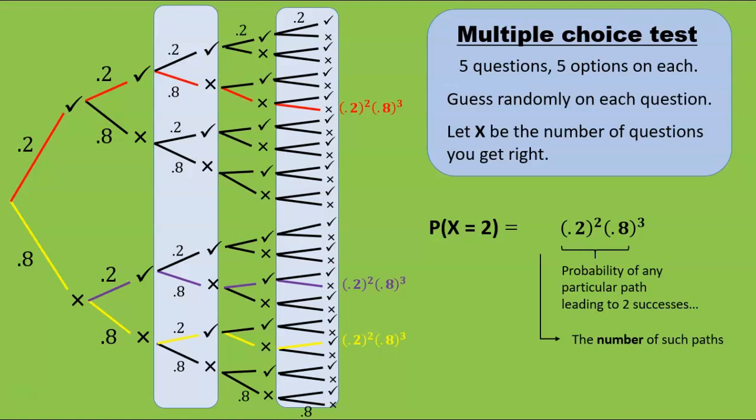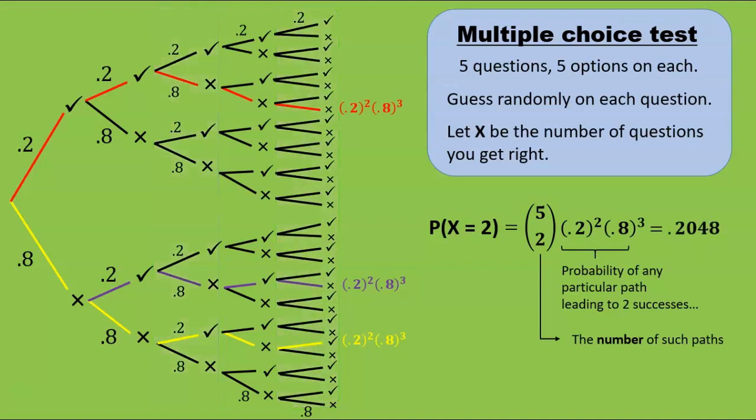In short, every path leading to 2 successes matches up with a pair of vertical strips, and vice versa. Thus, the number of paths leading to 2 successes is the number of different pairs of strips. And since there are 5 strips to choose from, the number of pairs of strips is, of course, 5 choose 2. All the hard work is now done, and we can punch this into our calculator, which tells us that the probability of getting exactly 2 questions right is 0.2048. It will happen about 1/5 of the time.